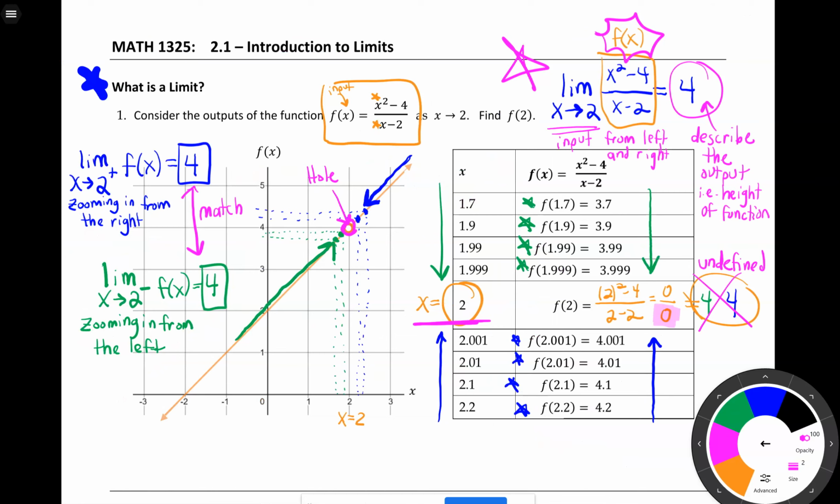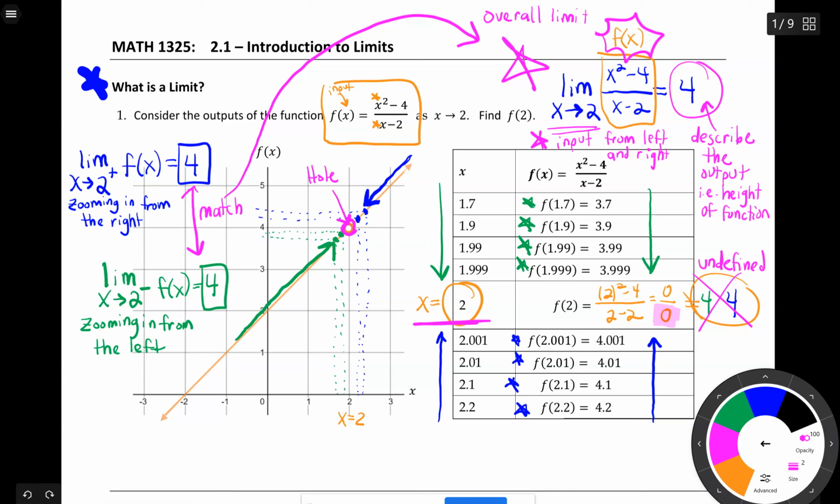Oh yeah, no worries. If those are matching, then the overall limit exists. So the limit in general, so from the left and the right. So let me write this down here. This is the overall limit from the left and the right.